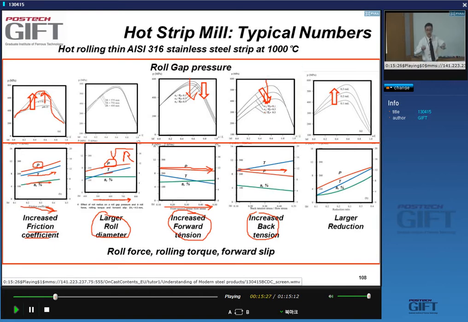If you apply a forward tension, obviously the strip will move even faster as you pull it out of the mill. If you apply a backward tension, yes, you pull it back, the exit velocity of the strip decreases. And that explains why S decreases here. And of course, if you do larger reductions, you will see the rolling load increase.